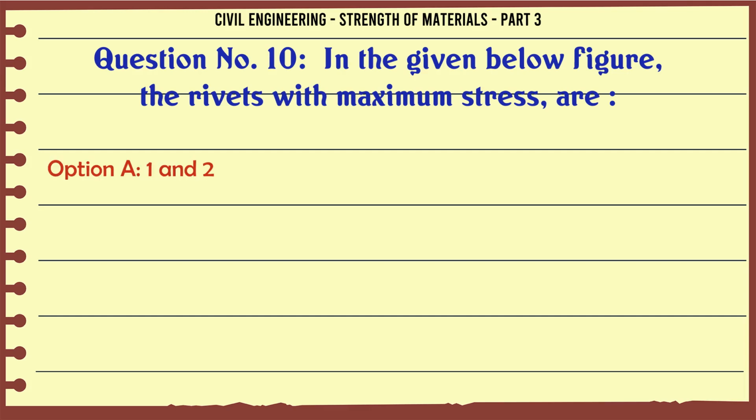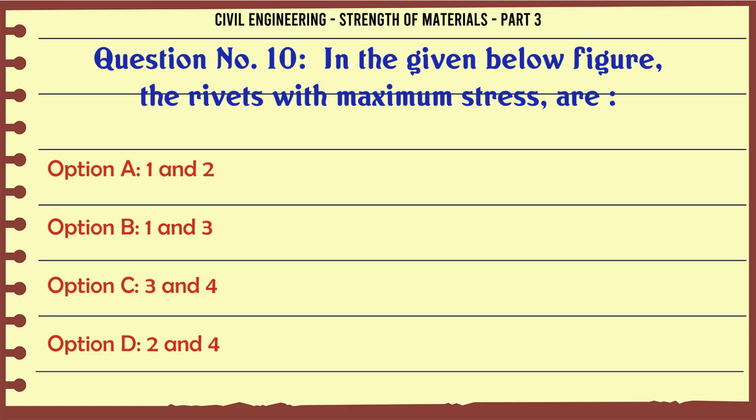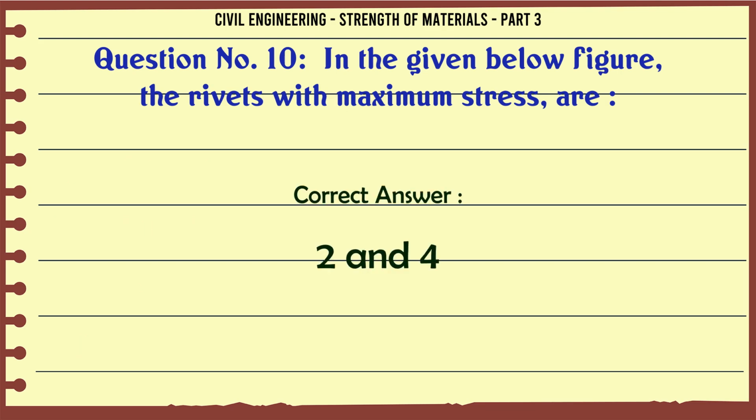In the figure given below, the rivets with maximum stress are A) 1 and 2, B) 1 and 3, C) 3 and 4, D) 2 and 4. The correct answer is 2 and 4.